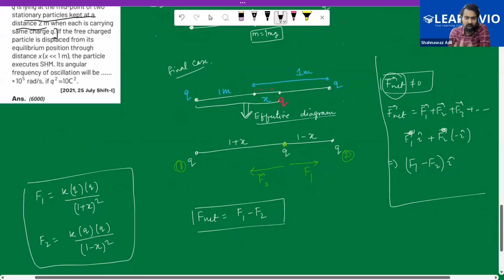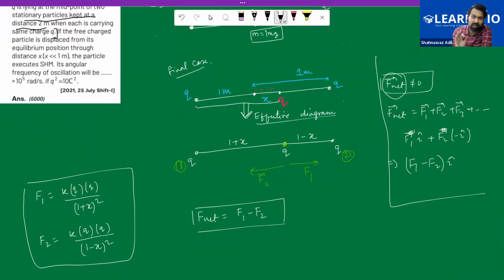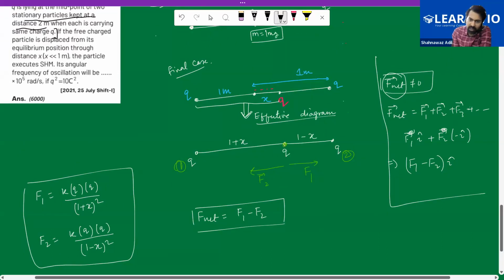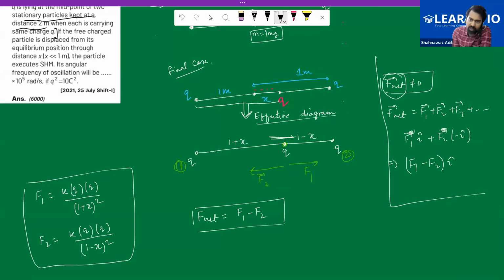Okay, so now the only thing which is remaining that we have to prove. So let's make a target and let's think what is the goal or what is the end result that we have to reach. So we have to see that the particle executes, so this particle will execute simple harmonic motion. So it will move to and fro, right? Which means that the force on this thing should be what?